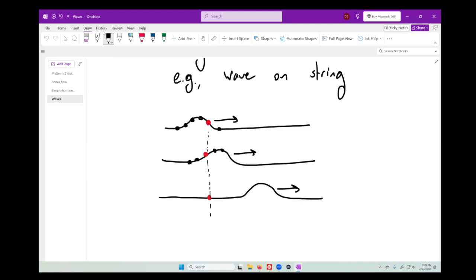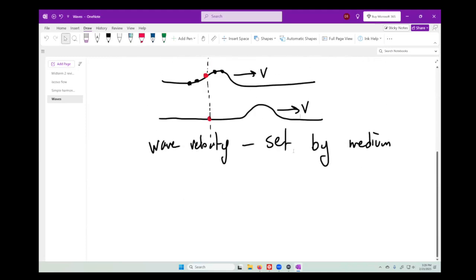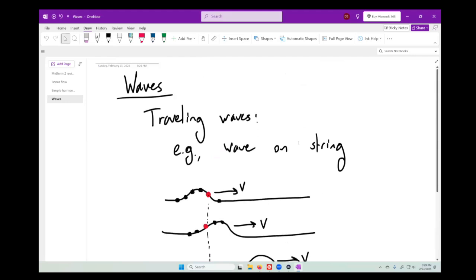So that's the wave. And then the velocity of the wave, which is set by the medium, by the material carrying the wave, is the velocity of this pulse, this collective motion of the particles moving along the string. And that's independent of the speed at which the particles move up and down. All right. It's another thing I've gotten questions about, so I wanted to try to clarify that.